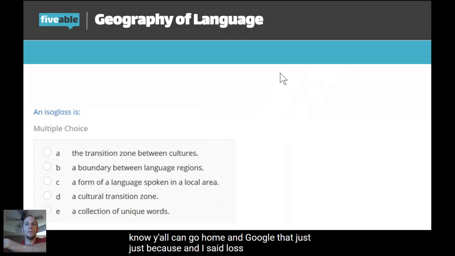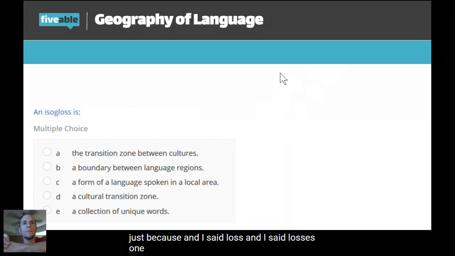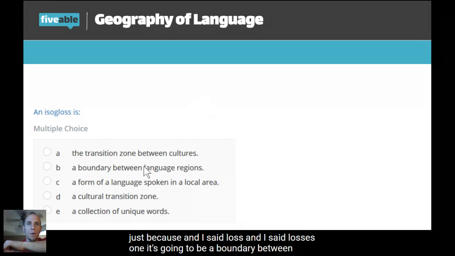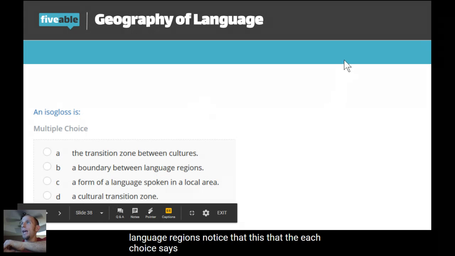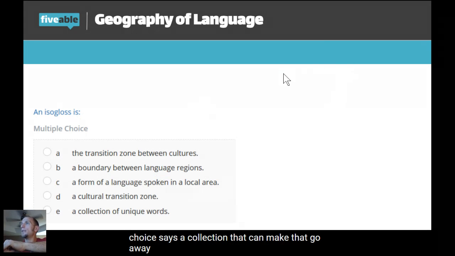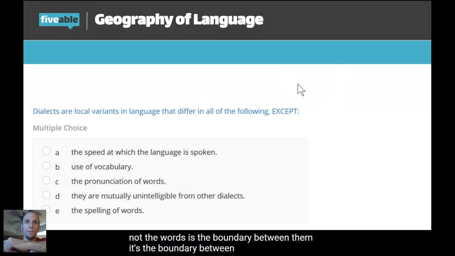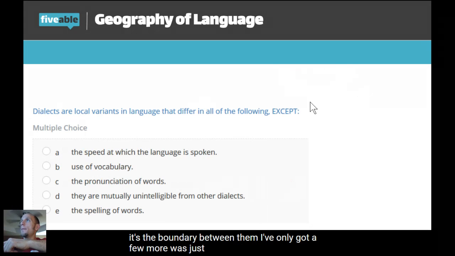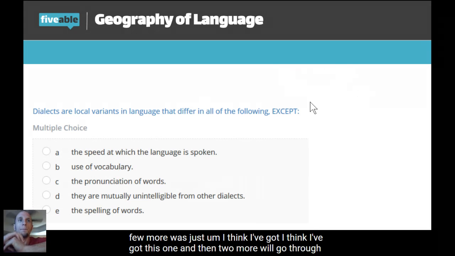An isogloss. An isogloss is what? It's going to be a boundary between language regions. Notice that the E choice says a collection of unique words. No, it's not the words. It's the boundary between them. I've only got a few more. I think I've got this one and then two more. We'll go through them quick.